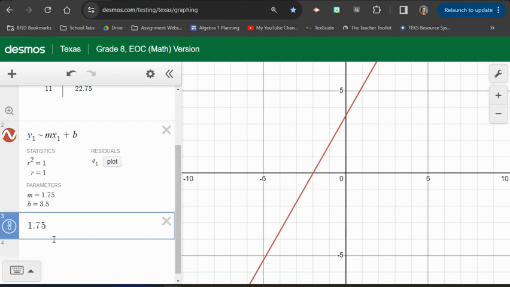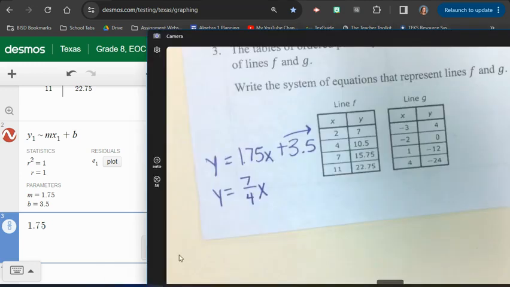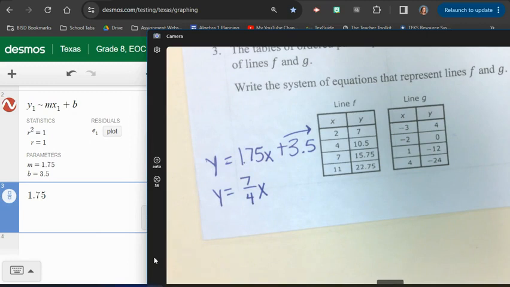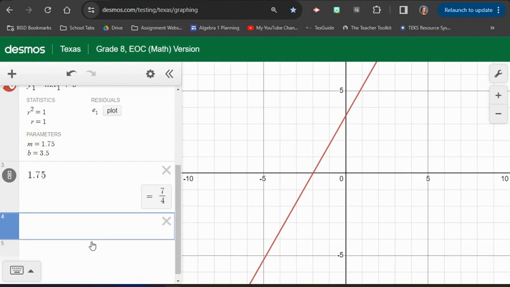Do you remember how to change it to a fraction? What do we got to click? This little fraction with the circle around it. Click that. So our slope is actually 7 over 4. So y equals 7 over 4x. Because that's my slope. And then 3.5. Change 3.5 to a fraction also. 3.5. Click the fraction. 7 over 2. So plus 7 over 2. So that's our first equation.